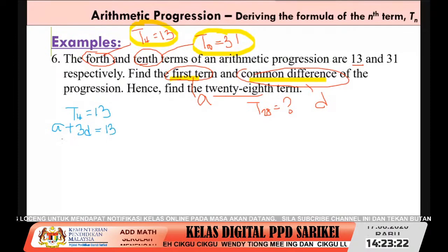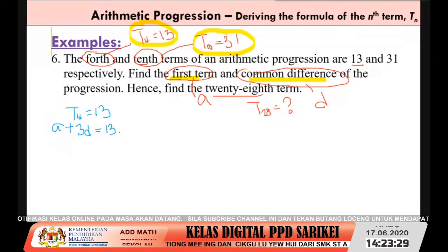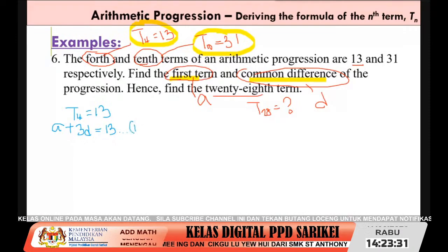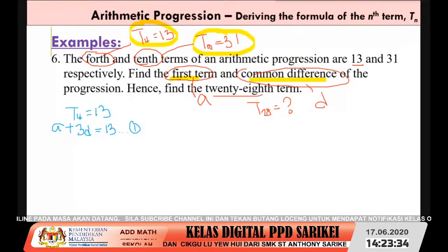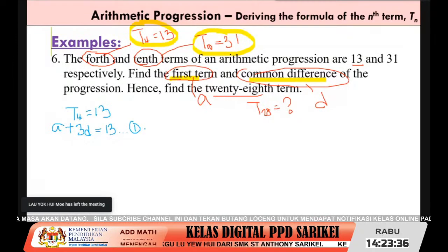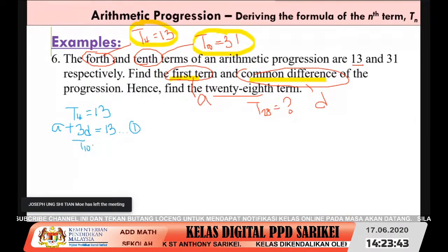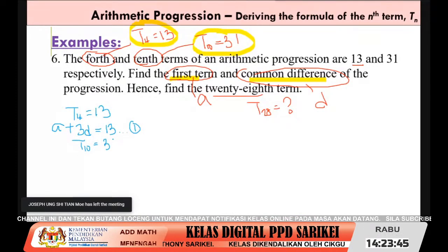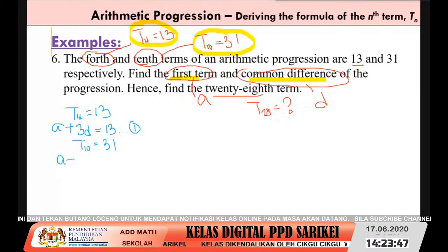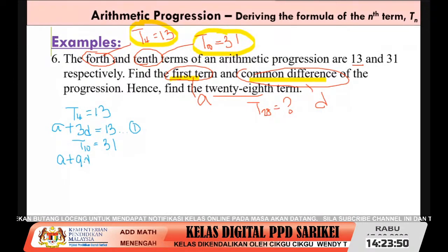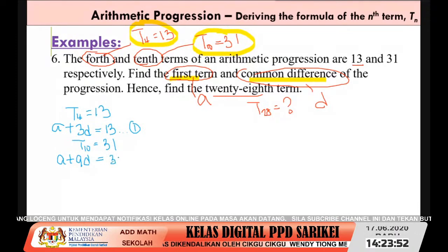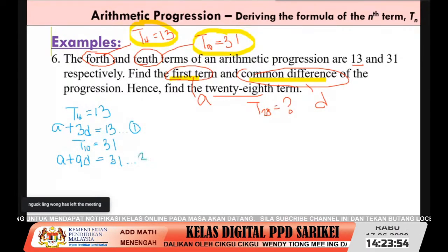You see, here we have two unknowns, a and d. So how we find a and d? We have to solve it by simultaneous linear equations, persamaan serentak. Okay, so this is my first equation. The second equation, T10 equal to 31. So T10 is a plus 9d equal to 31. So this is my second equation.